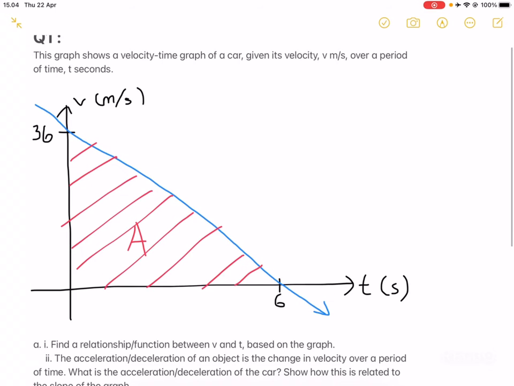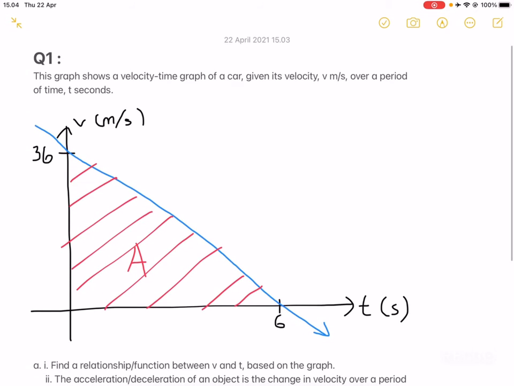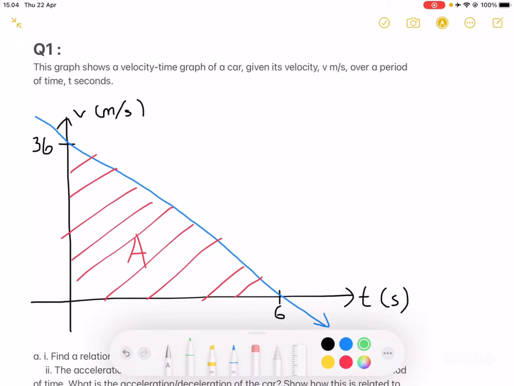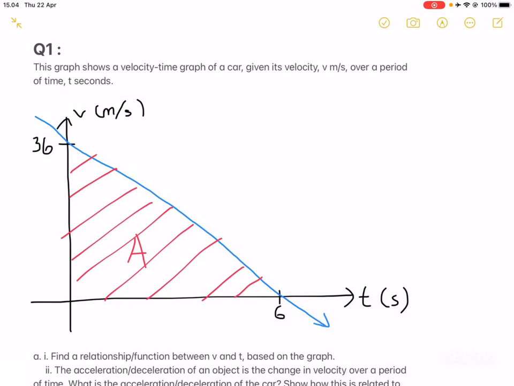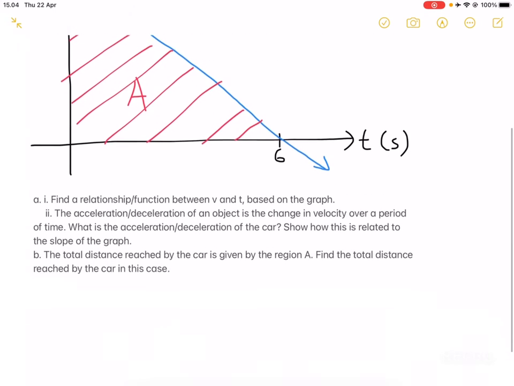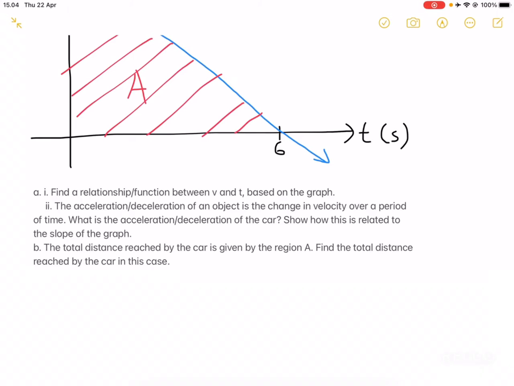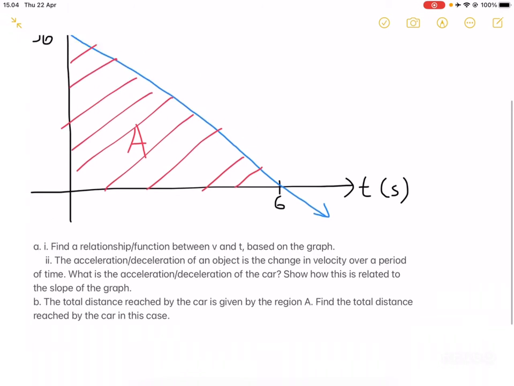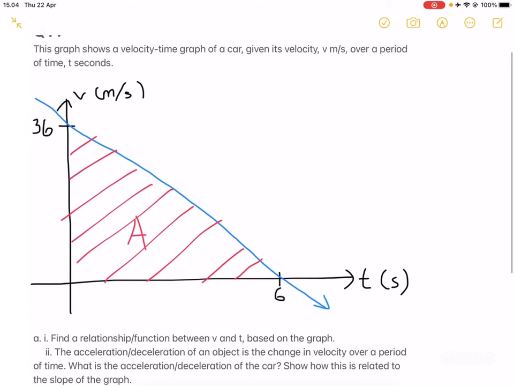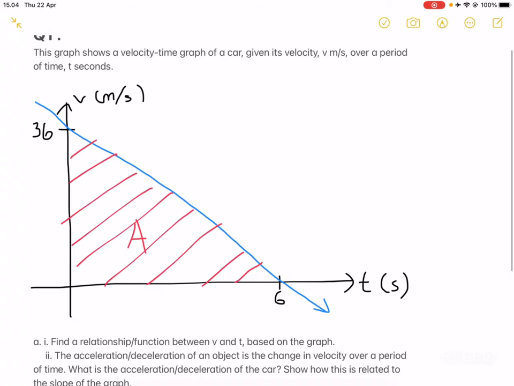This graph shows a velocity time graph of a car given its velocity v meters per second, which is on the y-axis, over a period of time t seconds, which is on the x-axis. You can observe this graph for a while. We need to find a relationship or function between v and t based on the graph. As you notice, this is a linear function.